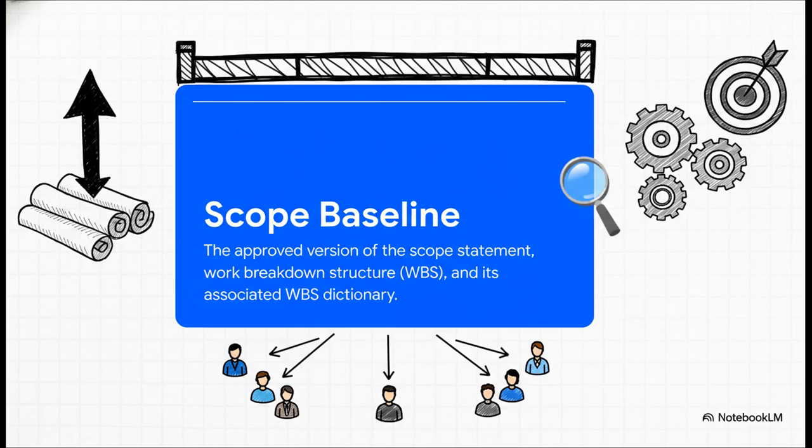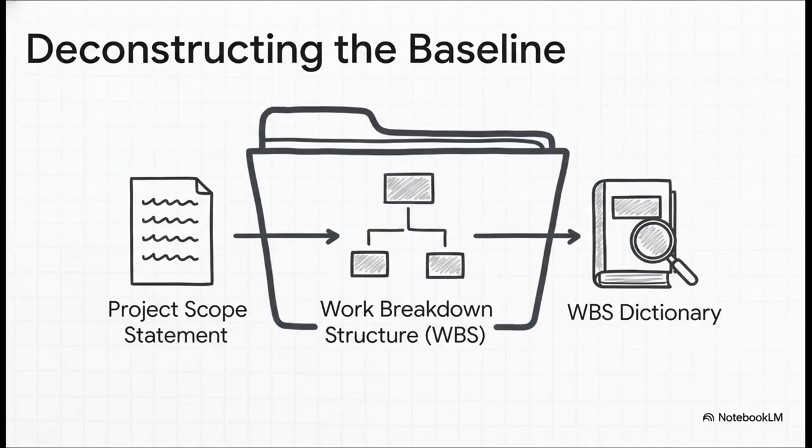This is the document that keeps everyone aligned, and more importantly, it's your primary defense against that dreaded disease of scope creep. And the scope baseline isn't just a single document. Think of it as a three-legged stool. You've got the scope statement, which tells the story of your project. Then you have the work breakdown structure, or WBS, which breaks that story down into manageable pieces called work packages. And finally, the WBS dictionary, which fills in all the crucial details for each piece. This combination is your essential raw material.